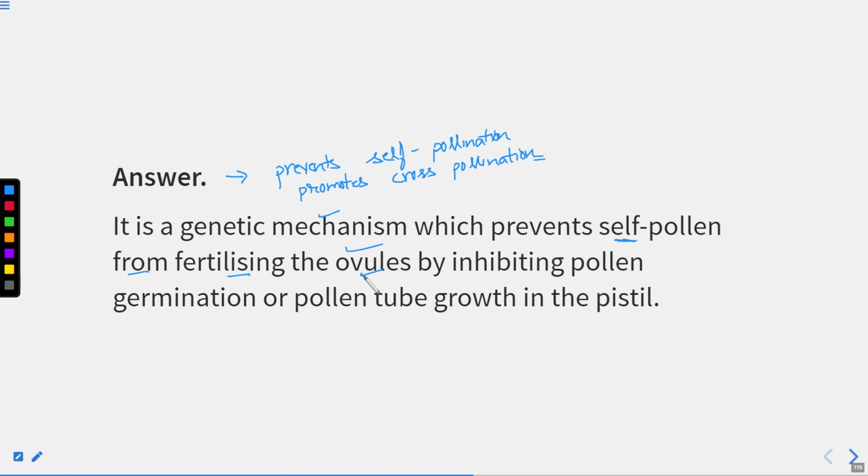The pollens are not able to fertilize the ovules. And how does this happen? It happens by inhibiting pollen germination. So either the pollen doesn't germinate or the pollen tube growth in the pistil is inhibited. Either the growth of the pollen or the growth of the pollen tube is inhibited, and that's how self-pollination is prevented.